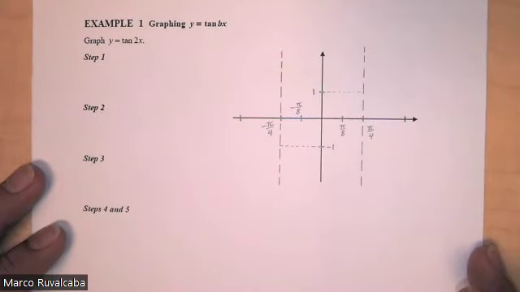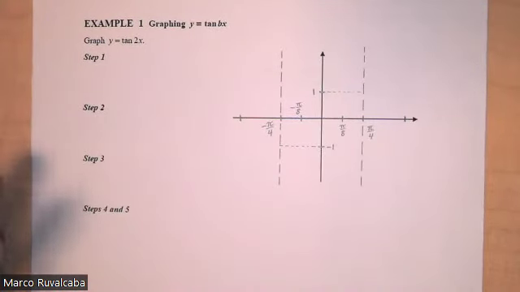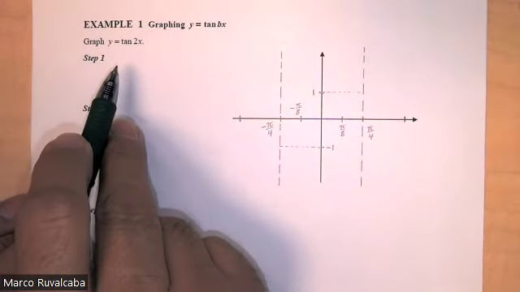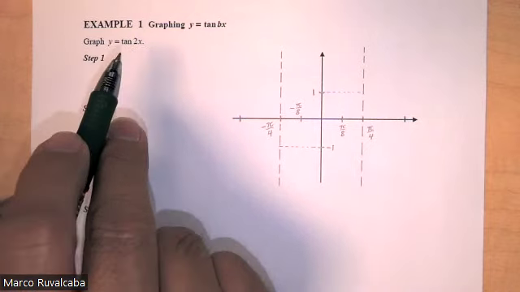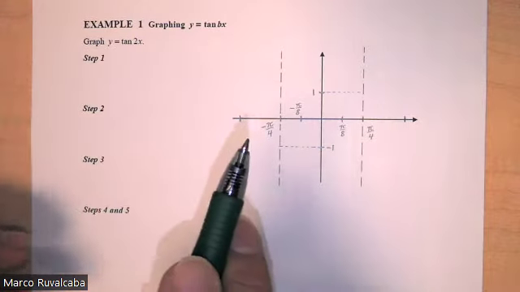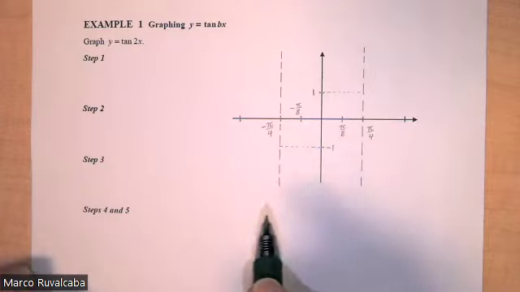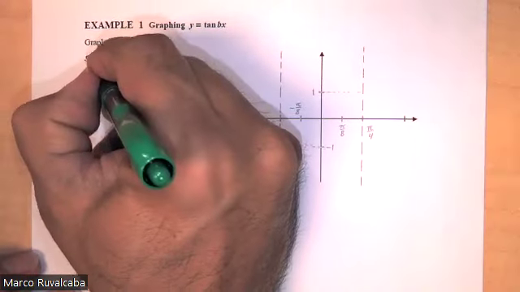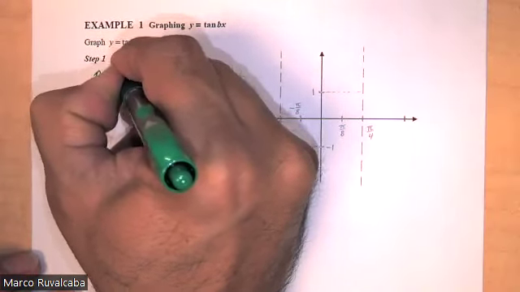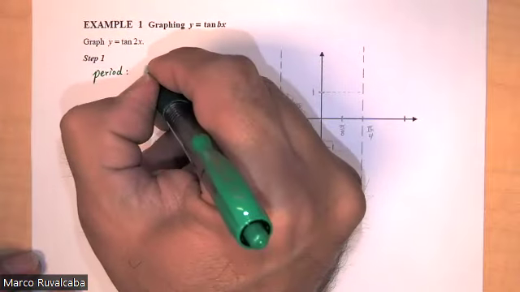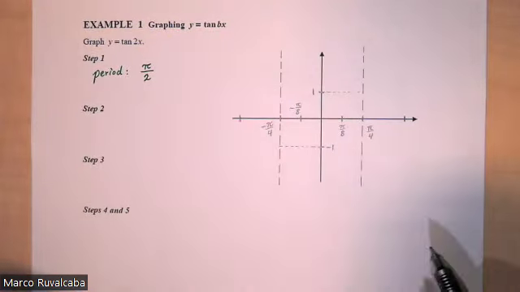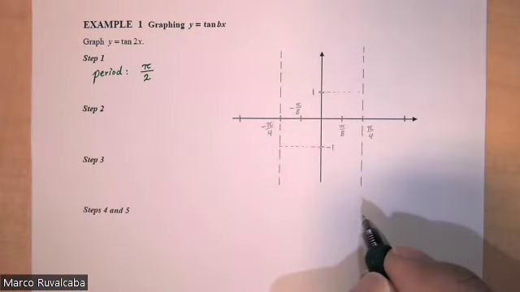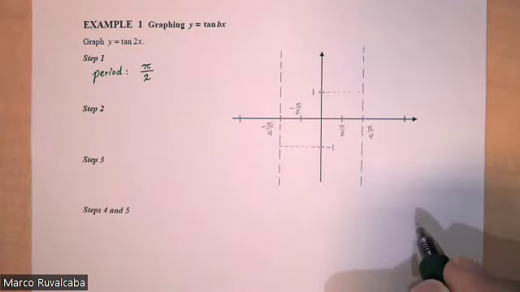All right, let's start with this one here. So the graph is y equals tangent of 2x. Since that 2 is in front of the x, we first use that to find the period. So the period is pi divided by 2. And then we've got to find the two asymptotes.